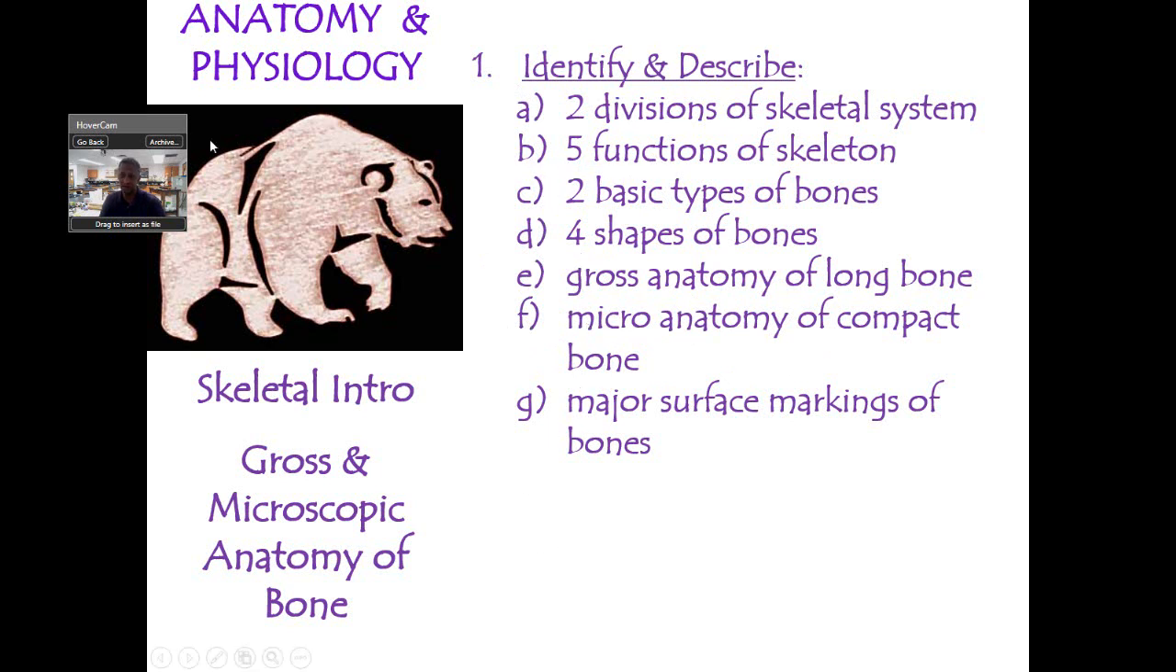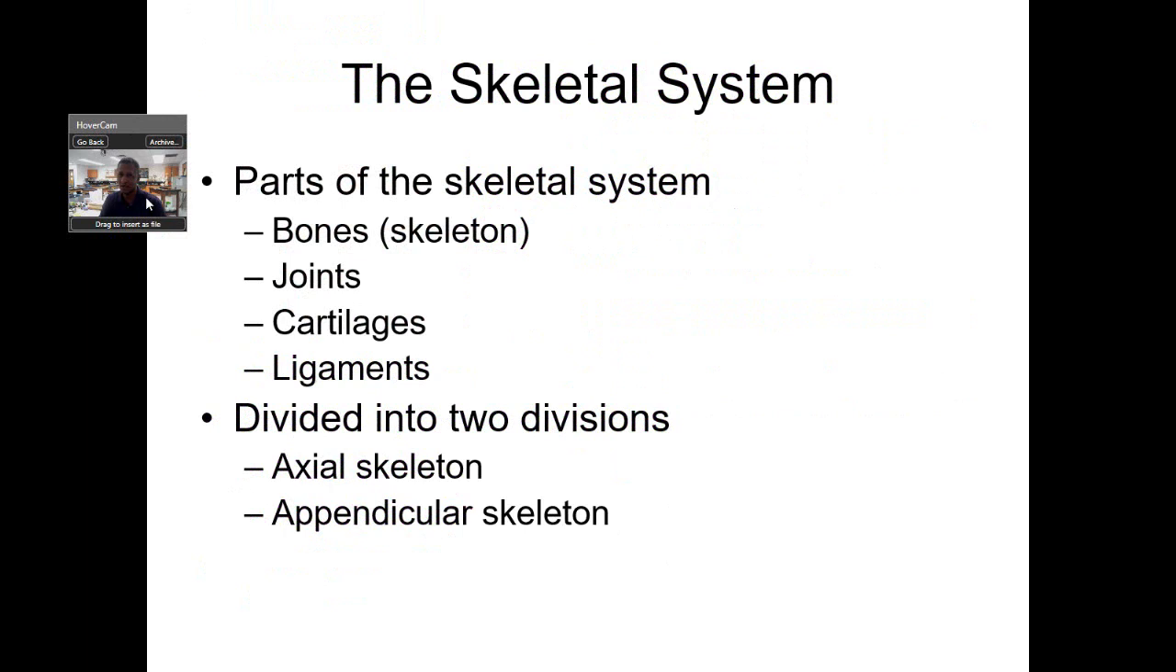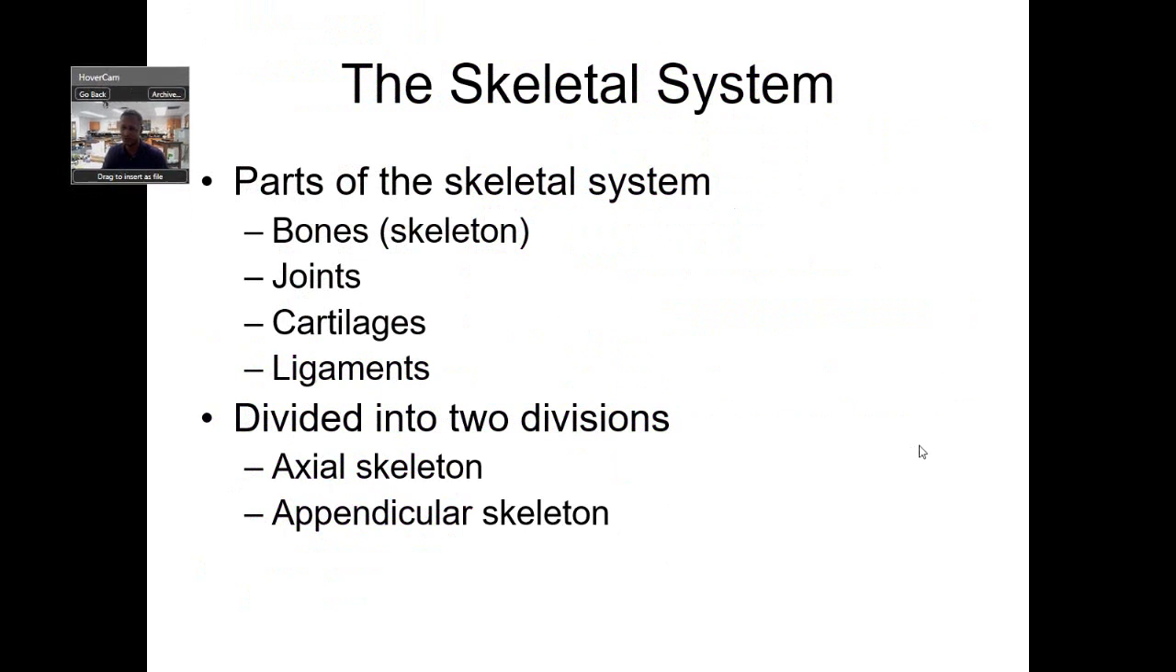So first, let's talk about the nitty-gritty. When you think about the skeletal system, there's really two divisions. There's the axial skeleton and the appendicular. All right, but the skeletal system includes your bones, joints, cartilage, its ligaments. And technically, bone is a connective tissue.